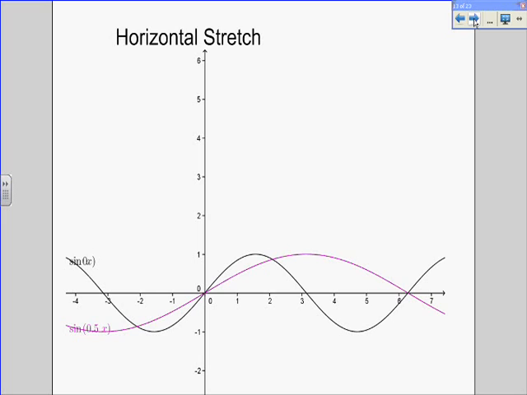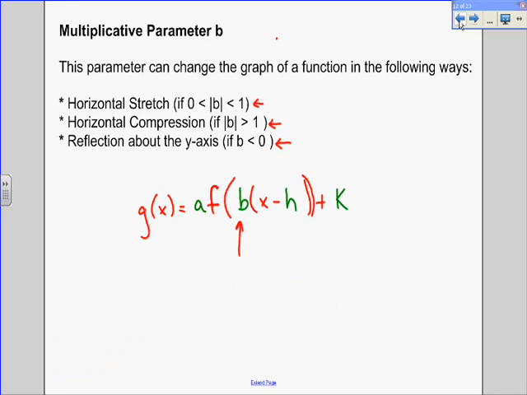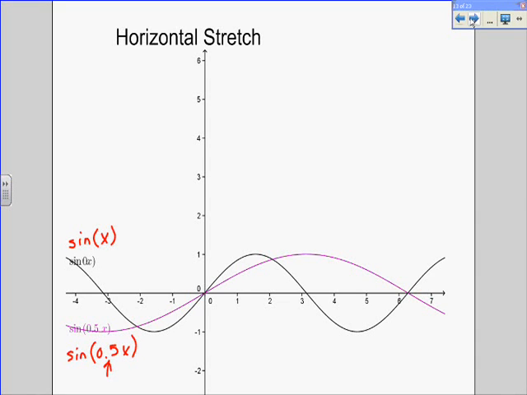So here we have sine of x. For some reason when I transferred it, it put sine 0x. That doesn't make any sense. And we have sine of 0.5x. So you can see here that my parameter b is located inside of that bracket right next to the x, and it is a 0.5. So it's our first situation here, that horizontal stretch, because b is in between 0 and 1. It's 0.5. And we can see that our graph has been stretched out horizontally.